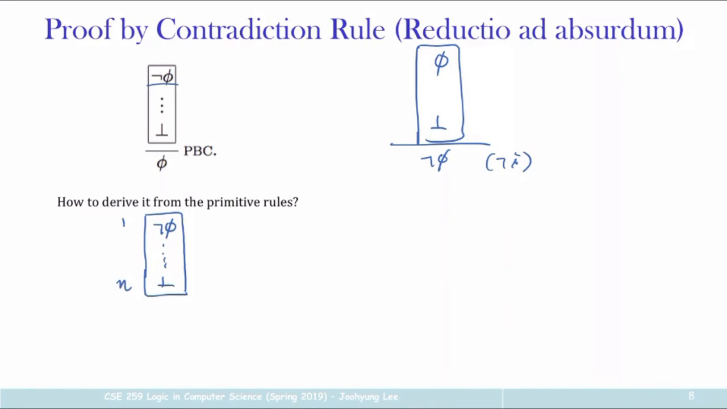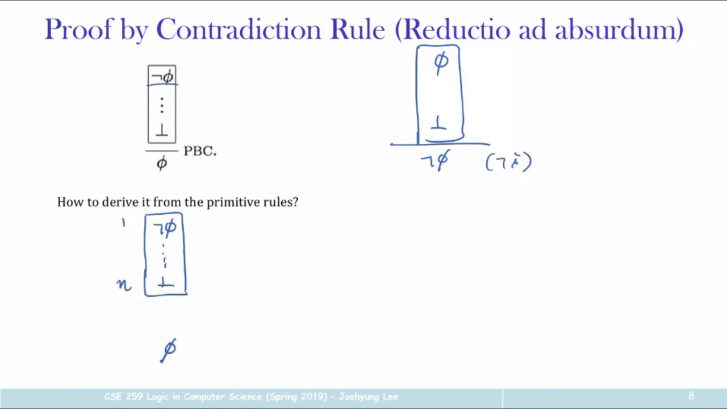We want to prove phi. Okay? Now, from this box to go directly to this phi, this is what the PBC rule is saying. But suppose the PBC rule is not there. Still, we can prove it using the other primitive rules. So let's see how we can fill this gap.